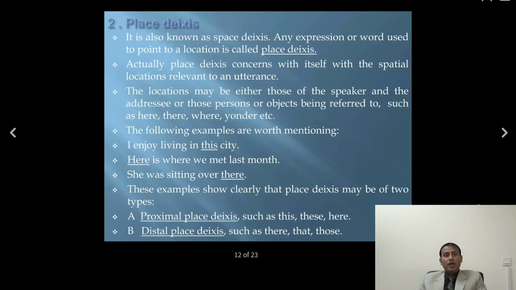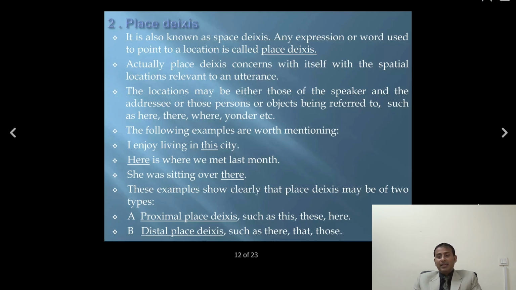And lastly, we have got place deixis. Any expression or word used to point to a location is called place deixis. Actually, place deixis concerns itself with the spatial locations relevant to an utterance. The location may be either those of the speaker and the addressee or those persons or objects being referred to, such as here, there, where, yonder. The following examples are worth mentioning.